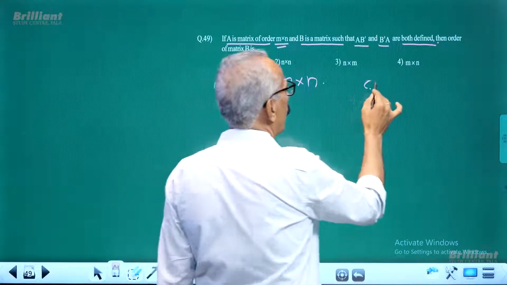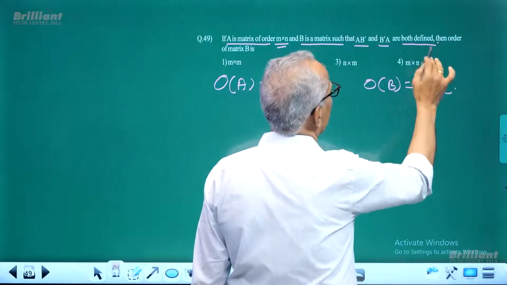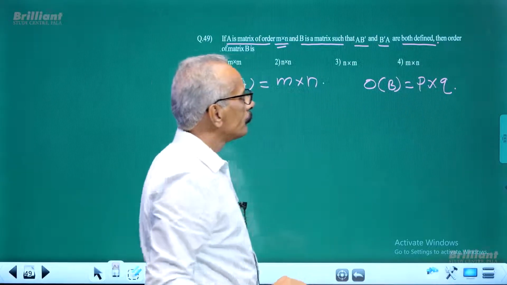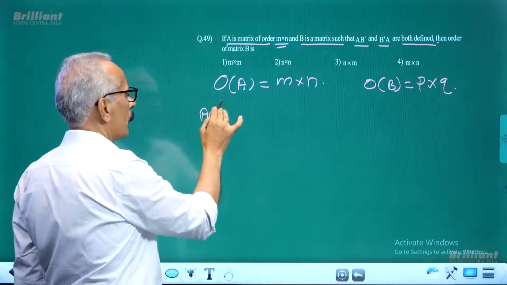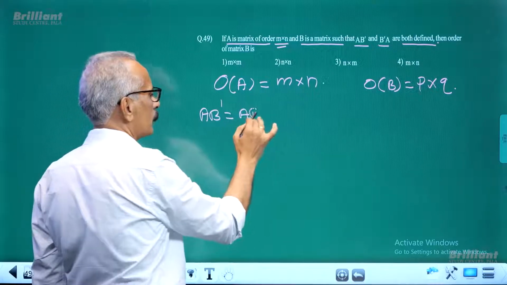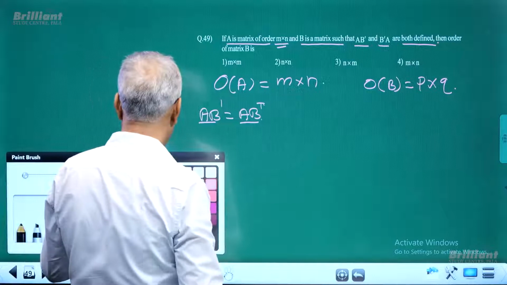When I take the order of B, it should be, say, P by Q. We don't know the order of B, that is what we need. It says AB dash exists. AB dash we are going to calculate. AB dash means AB transpose. So for this to exist, we have our formula.